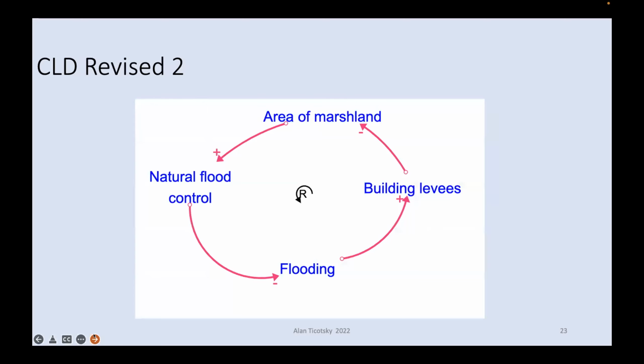So there it's cleaned up again when there's more flooding and there's more building of levees. Marshland goes down, natural flood control goes down, and flooding goes up. Do we learn from that, or do we keep getting worse? So that's a more clear causal loop.